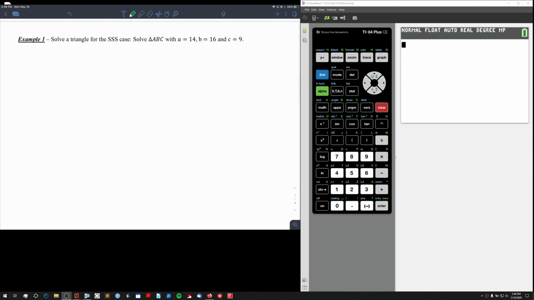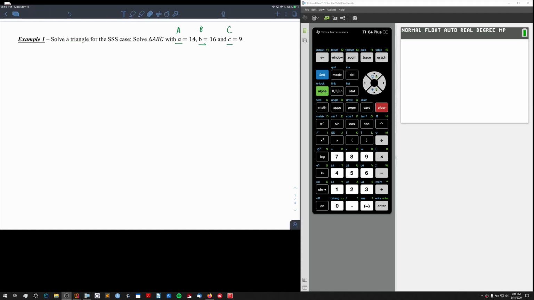Example 1 says, what if they give you 3 sides? Can you use law of cosines to solve the triangle? Remember, solve the triangle means if they gave me 3 sides, then my task is to find the missing angles. Find A twice. Find the missing angles. Okay? So that's what we're going to end up doing here.